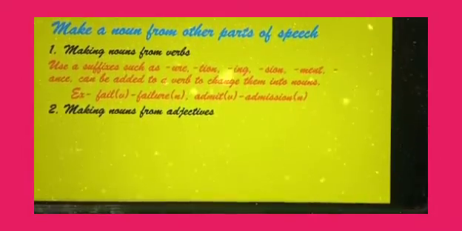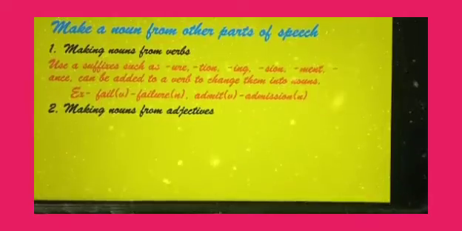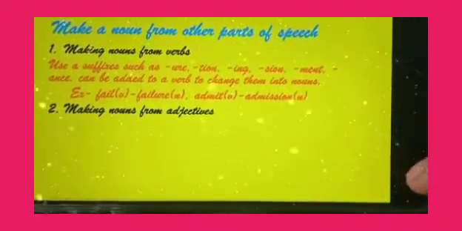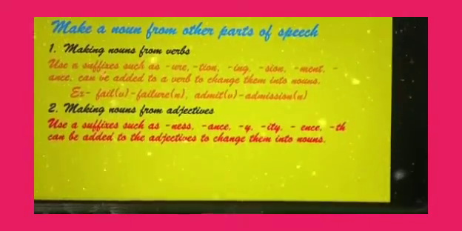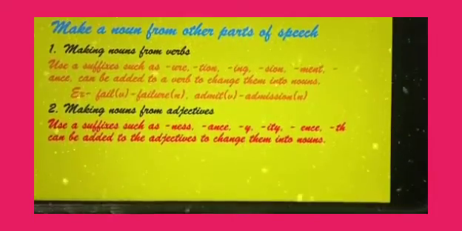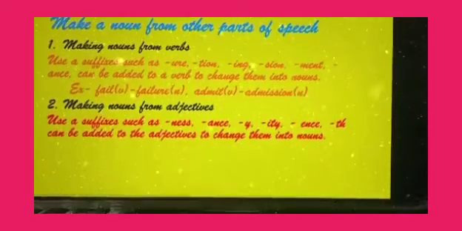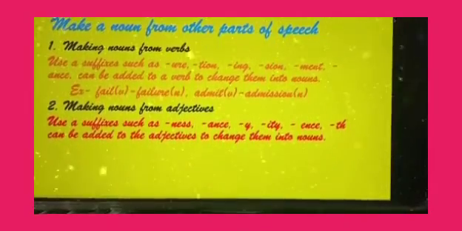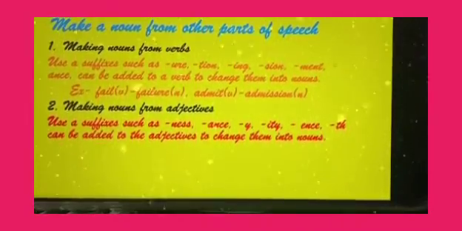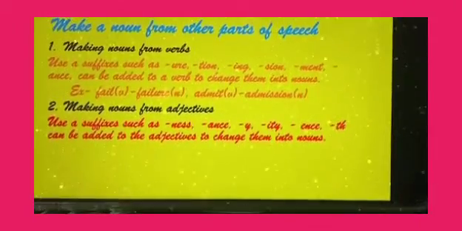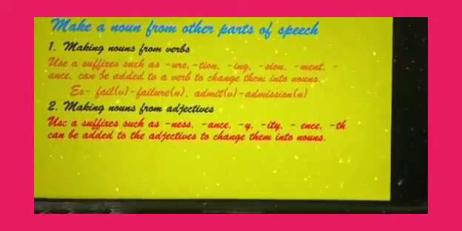Now come to the second one, making nouns from adjectives. How are we making a noun? We are making nouns from adjectives. We will see here using a suffix such as ness, ance, y, ity, ence, th, which can be added to an adjective to change it into a noun.